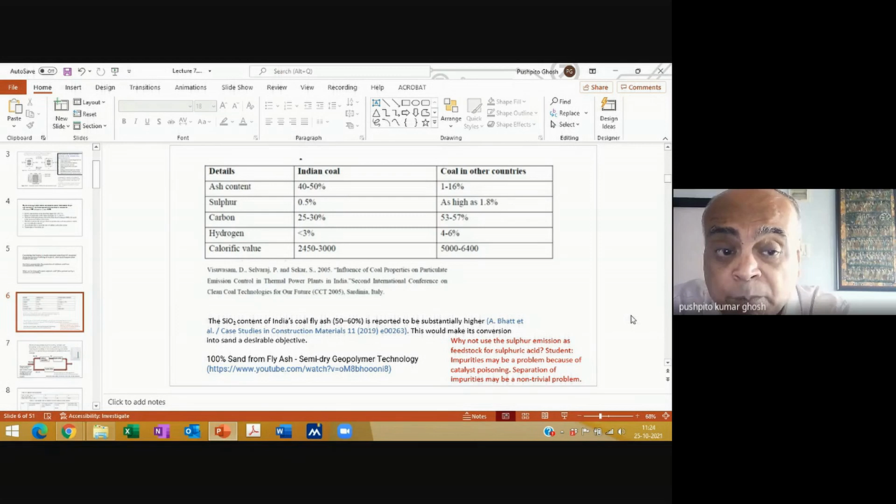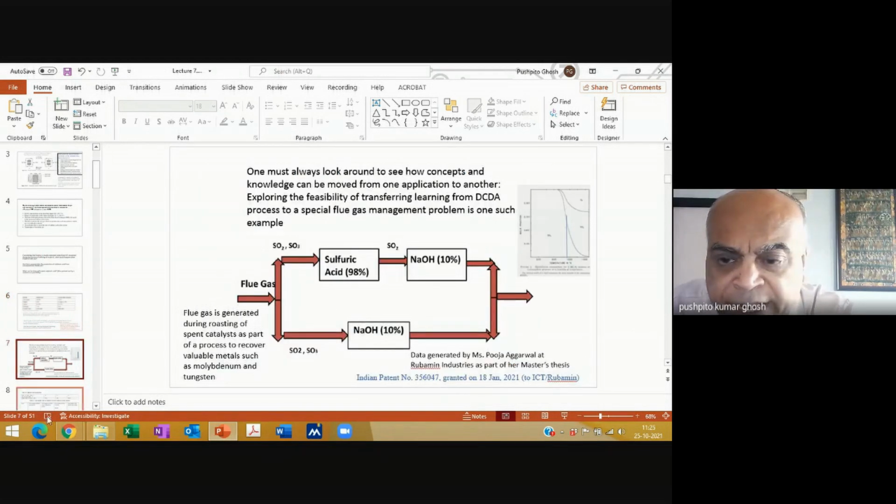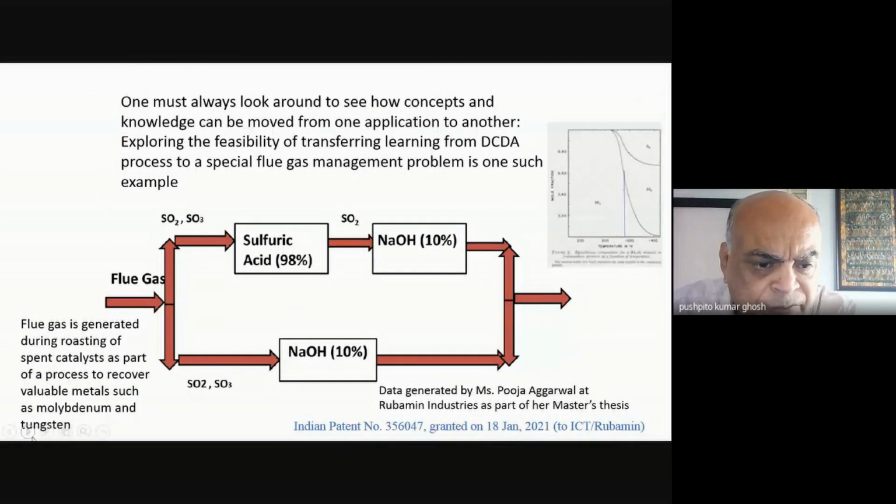But they're important problems. Let me take you through another example. Although this was really a fairly small quantum as a resource, nonetheless, it is something that was done, and for which ICT now has a patent granted this year, along with a company, Rubamed. Anytime you see a problem, you can say, did I see something like this?